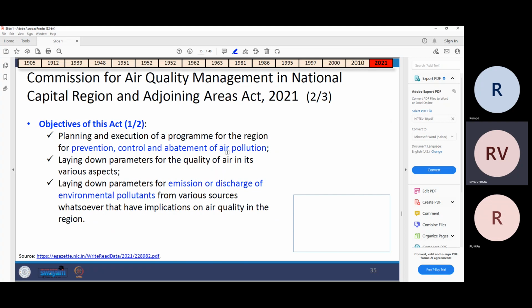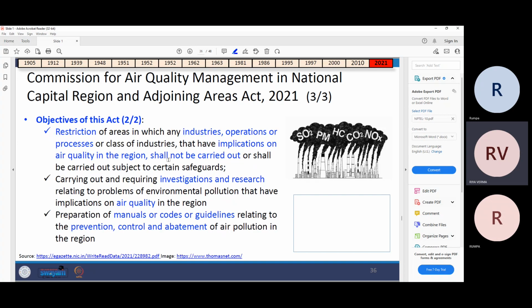Basically, with the formulation of this act, the guidelines were improvised and better prevention control measures were aimed to be taken to reduce the air pollution problem in the NCR region. Restriction of areas in which any industries or operations or process or class of industries that have implications on the air quality in the region shall not be carried out or shall be carried out subject to certain safeguards.